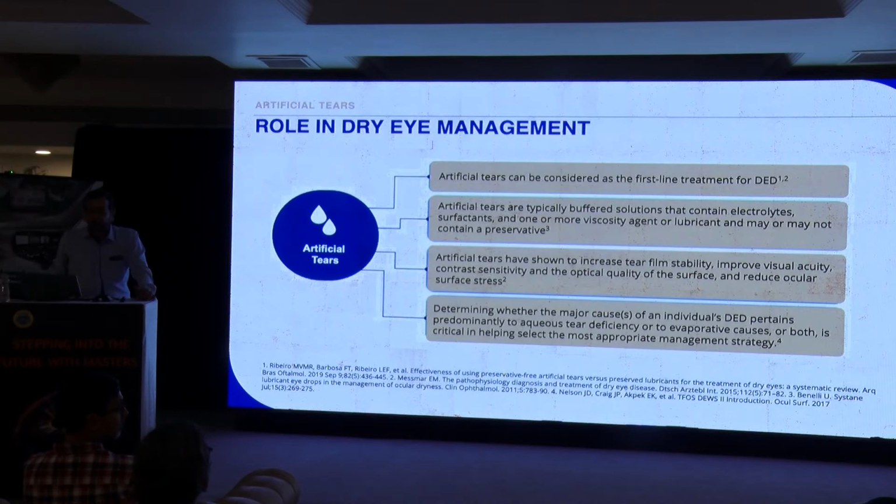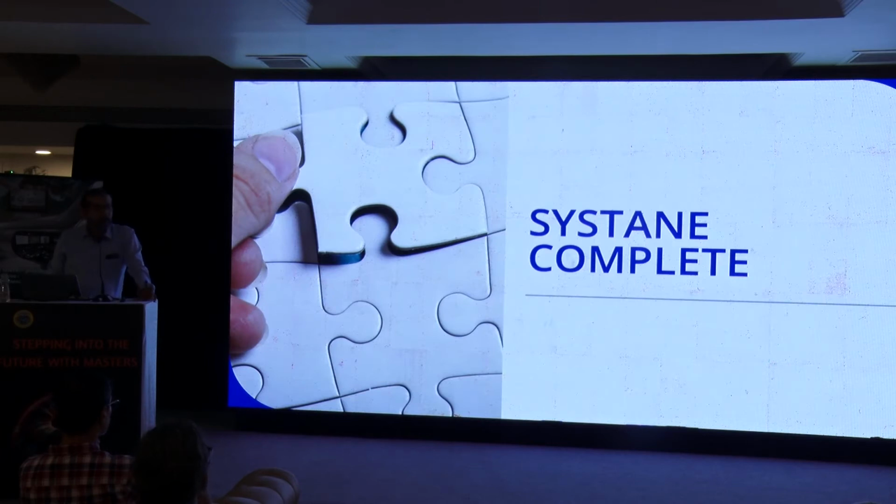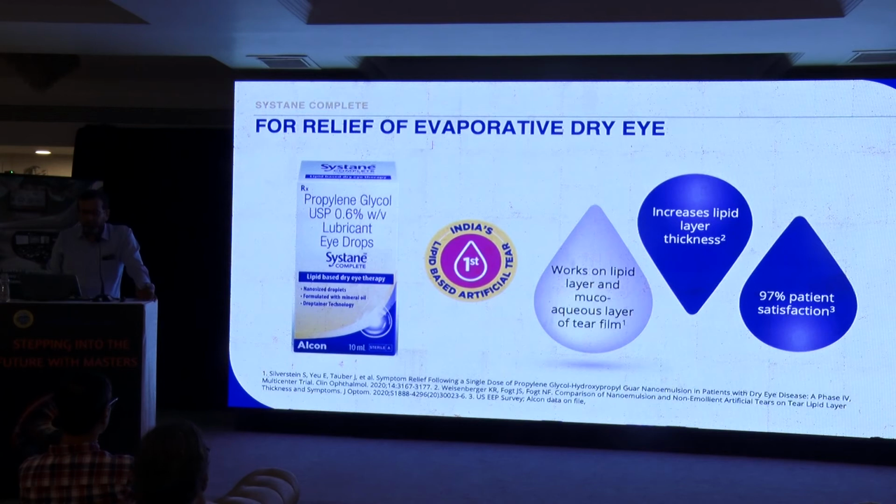So basically, artificial tears are considered the first line treatment in dry eye disease, and these are typically buffered solutions that contain electrolytes, surfactants, and one or more viscosity modifying agents, which may or may not contain preservative, though today we would always go for preservative-free artificial tears. They increase the tear film stability, improve visual acuity and contrast sensitivity, and it is important to determine whether the major cause of the dry eye is predominantly due to the aqueous layer deficiency or due to the lipid layer deficiency, like I said.